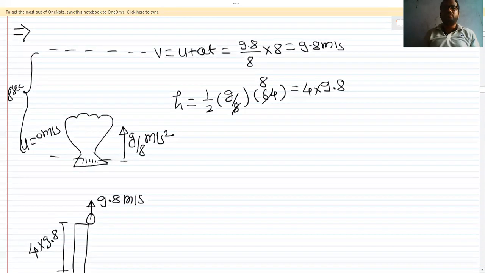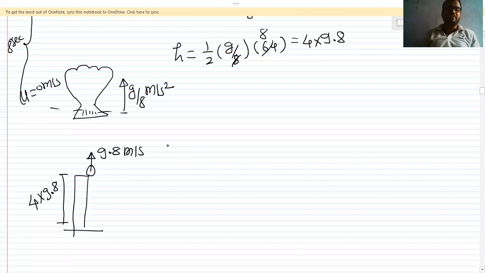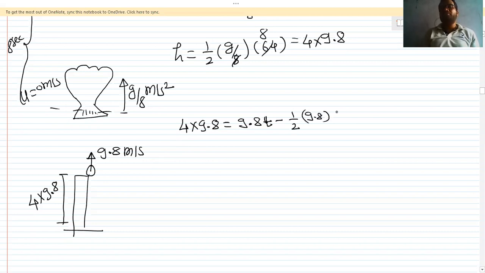So we want time. So we can apply the second kinematical equation. And what is the second kinematical equation which we have? The second kinematical equation is s is equal to ut plus half at squared. s is 4 into 9.8, which is equal to u is 9.8 into t minus half 9.8 into t squared. So as you can see, this and this cancel. So you can multiply by 2. It will be t squared minus 2t minus 8 is equal to 0.